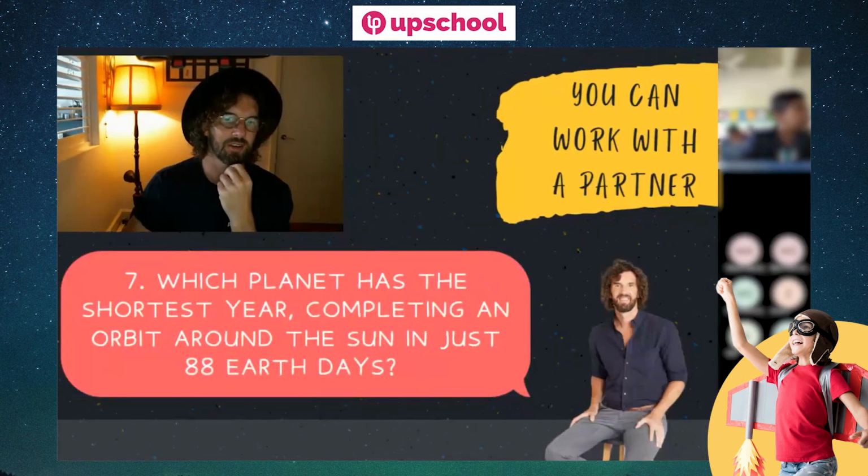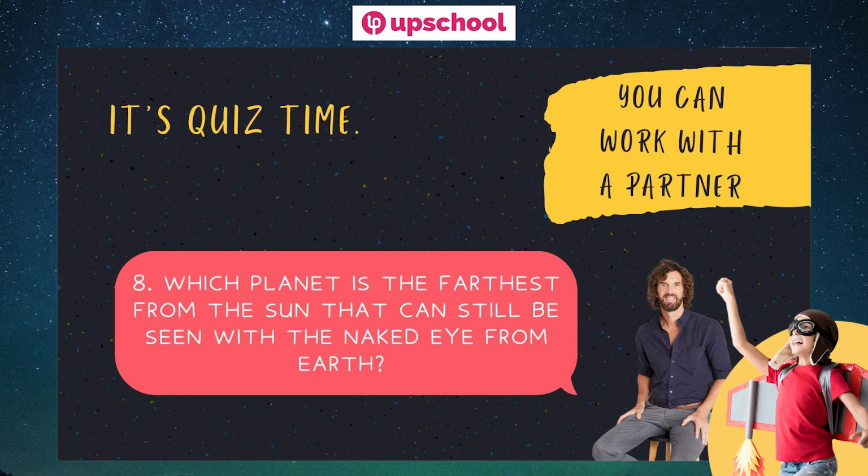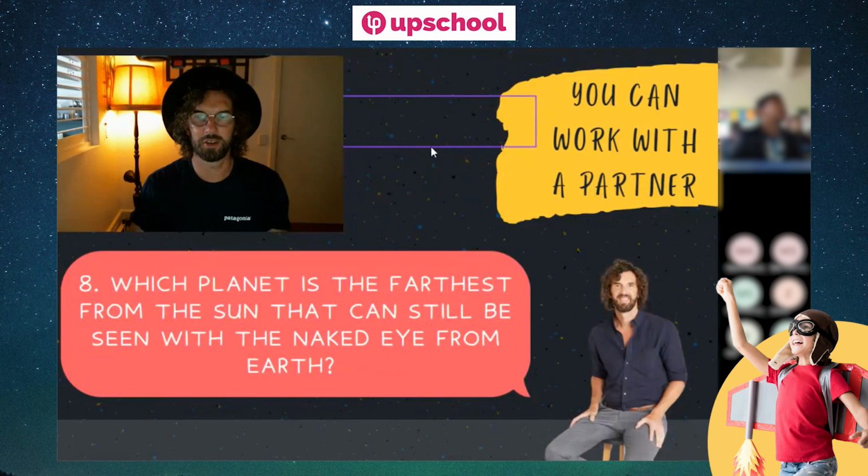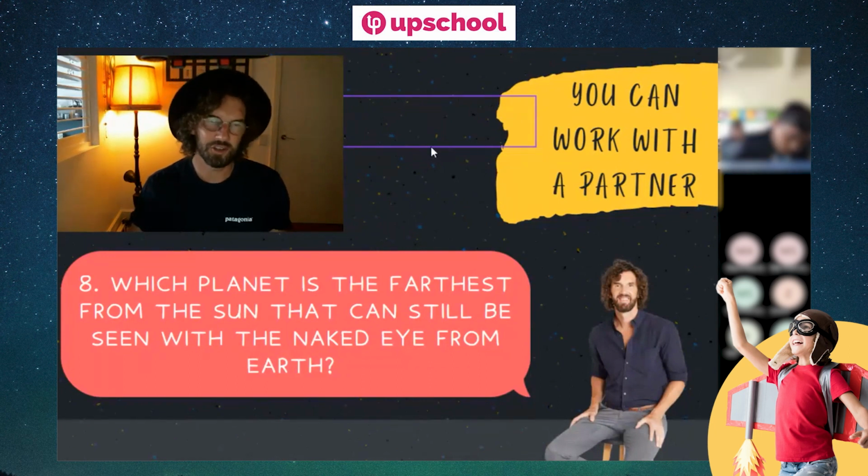Question number 8. Which planet is the furthest from the sun? Now listen to the whole question. It's not Neptune or Pluto. Which one is the furthest from the sun, but you can still see it with your eyes as a human being? Oh, that's a very tricky one. So which planet is the furthest away from the sun, but you can still see it with your eyes if you look?